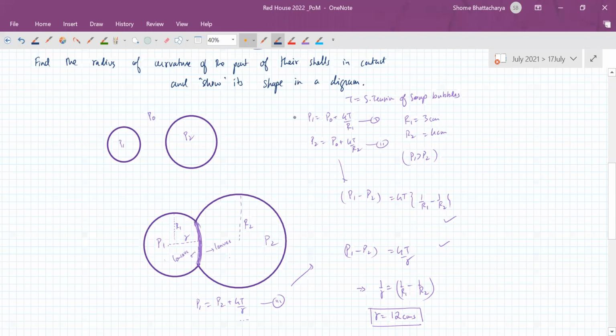Okay, so these two equations are showing you the pressure of air inside each of the bubbles. When they come in contact, their common part of the wall which is in contact is an interface between air on one side, which is at pressure P1, and on the other side, which is at pressure P2. So P1 minus P2, that pressure difference, has to be such that it is accommodated by that particular radius of curvature, because for a spherical surface of radius r, the pressure difference across it is 4T by r. That's how we are getting that formula.